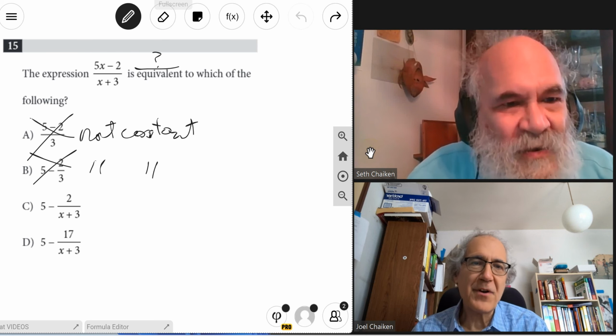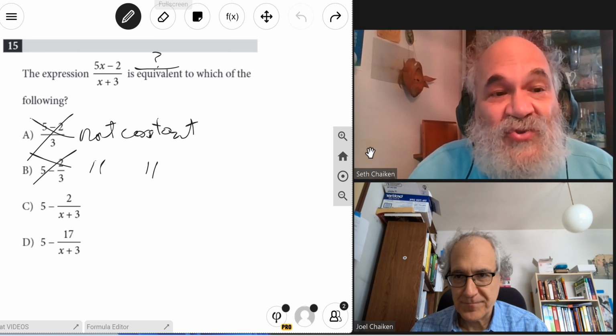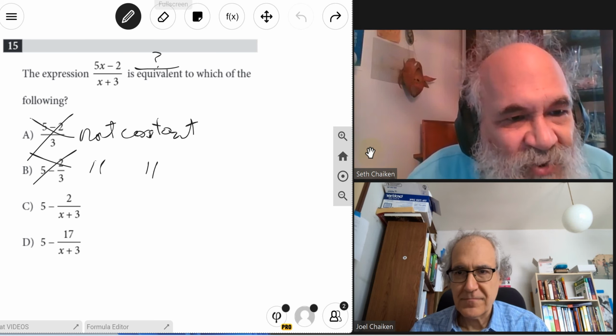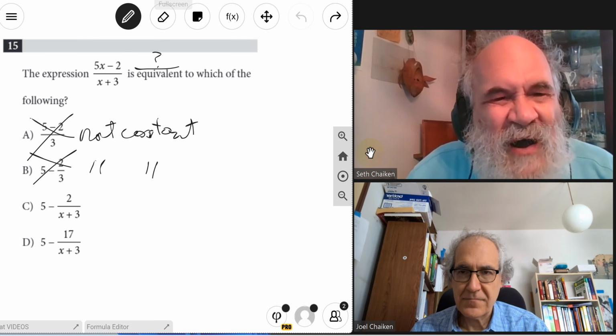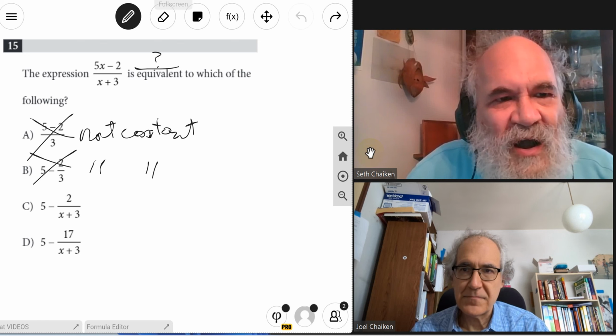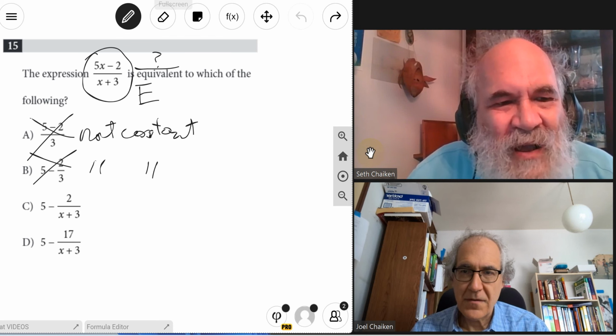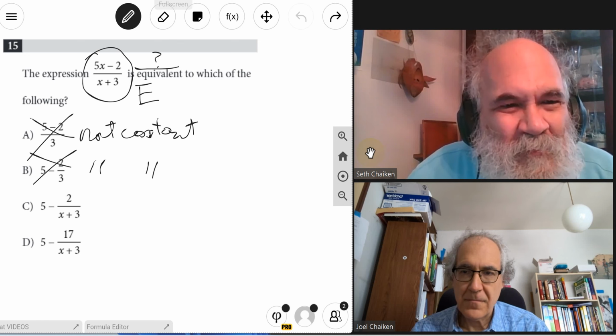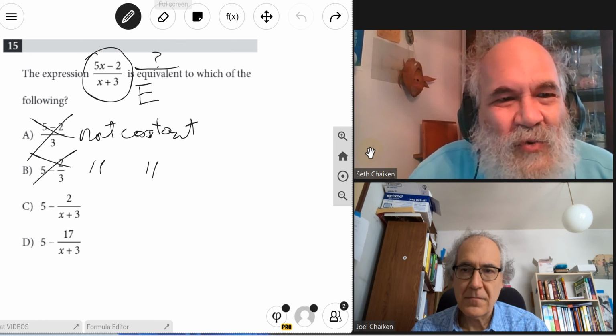Yeah. You could also throw 0 into x. And so that leaves C and D. Well, all you have to do is rule out one of them by finding a value of x for which the value of the expression, let's call it E, is different from the expression you're asked to rule out. So let's try. Let's say x equals 0. Well, if you plug in x equals 0, you get minus 2/3.